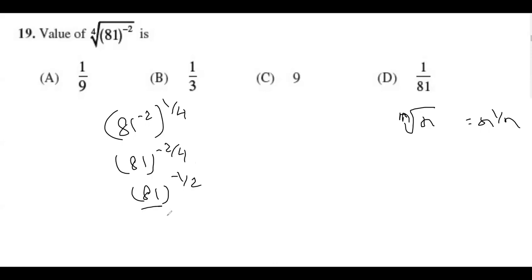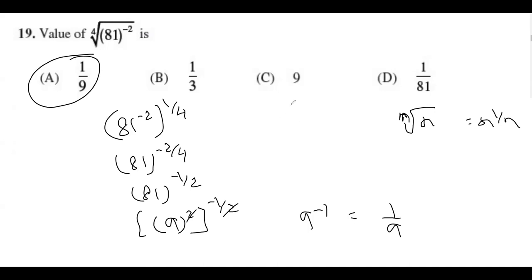Finally, we can write 81 as 9 squared. Our student says, why not write 3 raised to the power 4? As we are trying to reduce this power, that's why I wrote 9 raised to the power 2, and that raised to the power minus 1 by 2. Further on multiplying, these two get cancelled and we get 9 raised to the power minus 1, which is 1 over 9. So we'll say that A is the correct option for this.